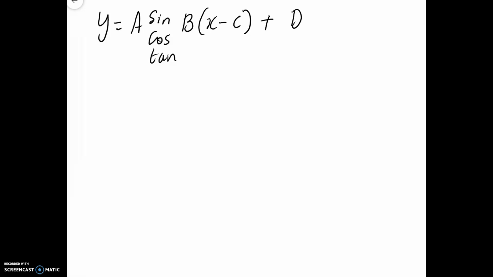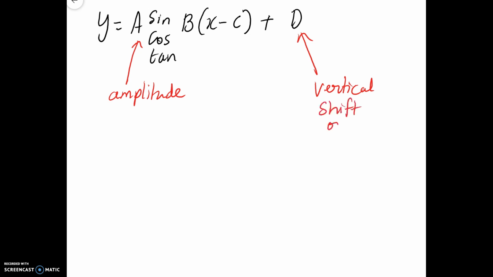In this video, we're going to be looking at achieved level modeling questions. So first and foremost, you need to understand the parameters in the trig function. The coefficient of the trig function affects the amplitude of the function. This value here is your vertical shift, or you can call it the mean value. Now, with these two, you can figure out what your maximum and minimum are.